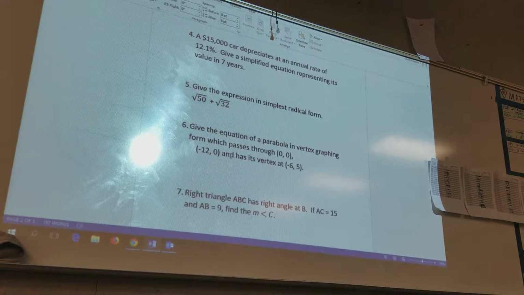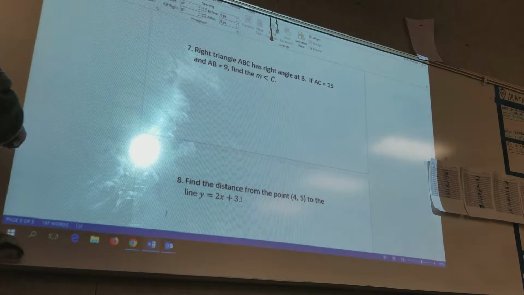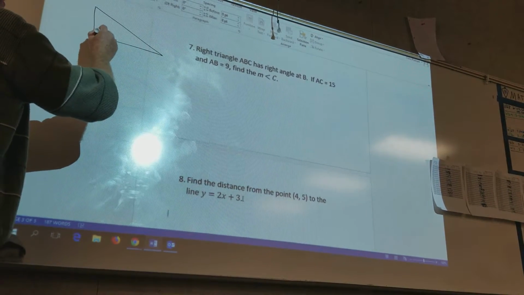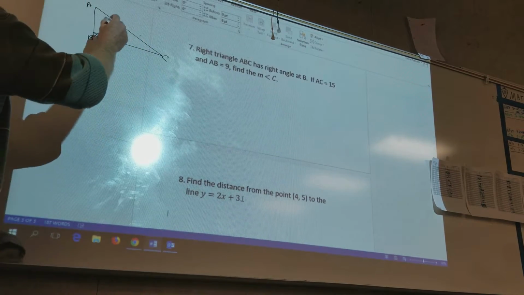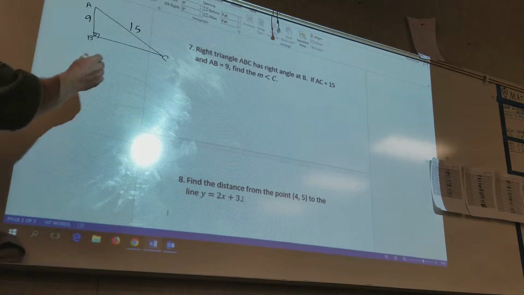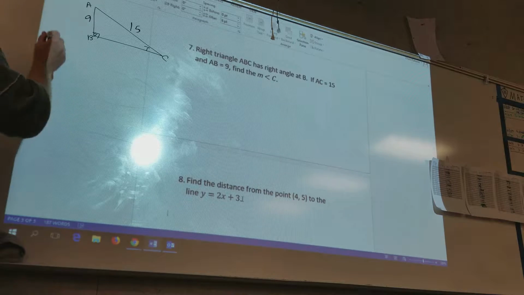Well, I can do our trig. This is the dreaded one here, but right now for this one, right triangle, right angle at B, ABC, AC is 15, AB is 9. I'm trying to find angle C. I'll put a question mark. We're trying to find that angle.